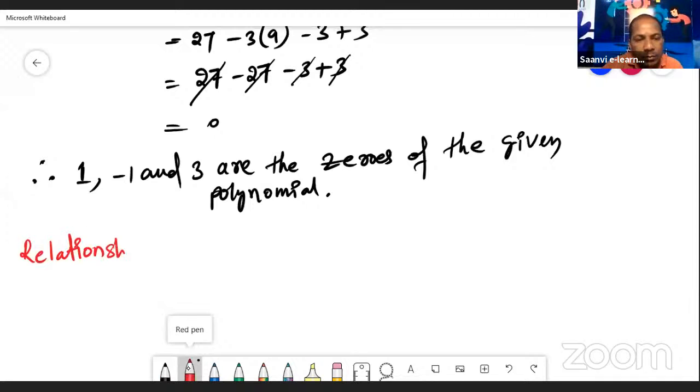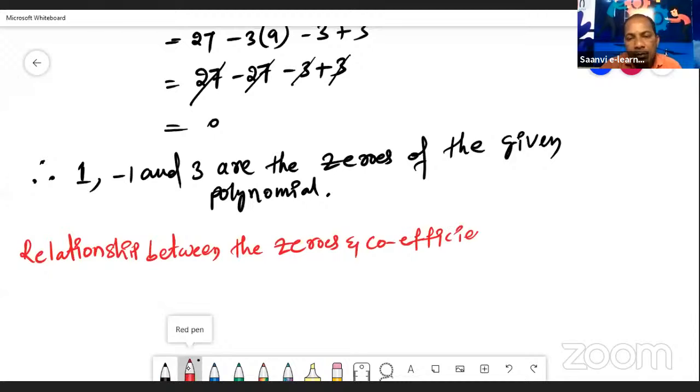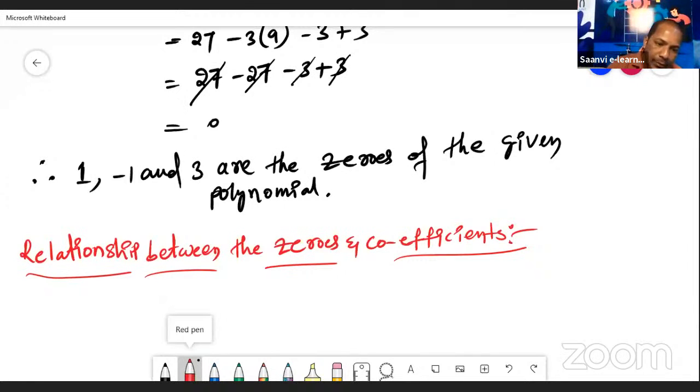Relationship between the zeros and coefficients. So what do we get for the relationship between the zeros and coefficients? First of all, find out the sum of the zeros. First one is the sum of the zeros.